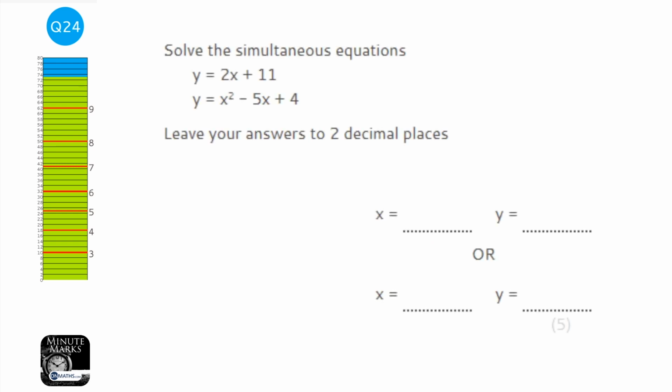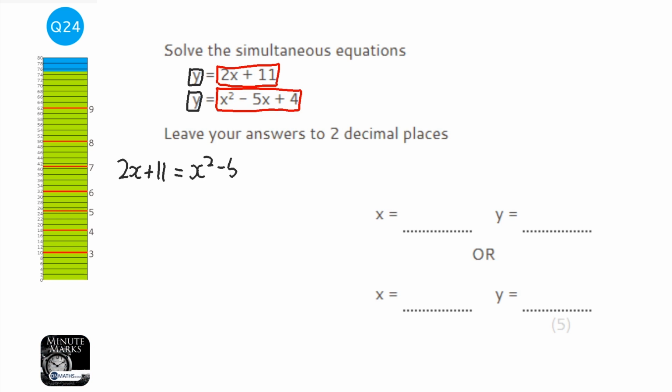Okay, so we've got a linear and a quadratic equation, and so the way of doing these is slightly different. And if you notice that each equation has this y in, now y is going to be equal in both equations, so what we do is we just get the equations equal to each other. So we've got 2x plus 11 equals x squared minus 5x plus 4. Now we can get them equal to each other because if we're solving, y is exactly the same thing. So we're just getting them equal to each other because they both equal y.